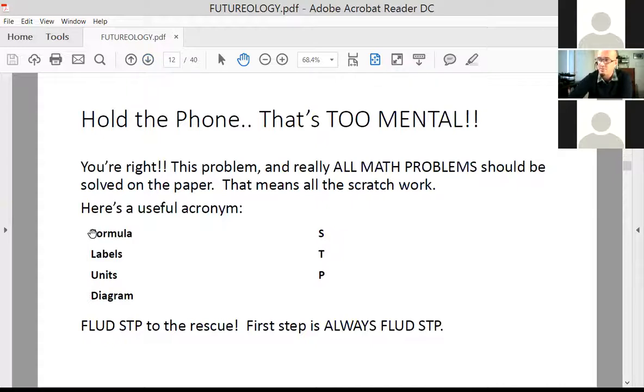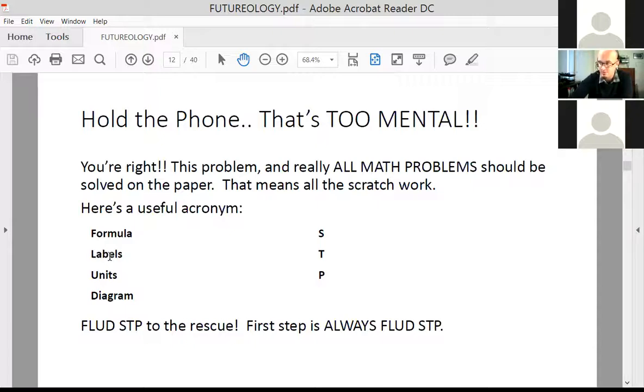The F stands for writing down the formula. People don't like to write down formulas. They think it's a waste of time. They think that they've read the formula, and so they don't need to write it down. They can just plug in mentally. Half the time when they do that, they miss it. I could be fair and say maybe 40% of the time they miss it, but a lot of the time they miss it. You always need to label.